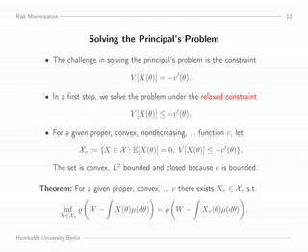Unfortunately, a priori there's no reason that the contract that we're going to derive from looking at the restricted problem is incentive compatible. So we have to find a way to take this solution and to transform it into something which is actually incentive compatible. This is what we're going to do.